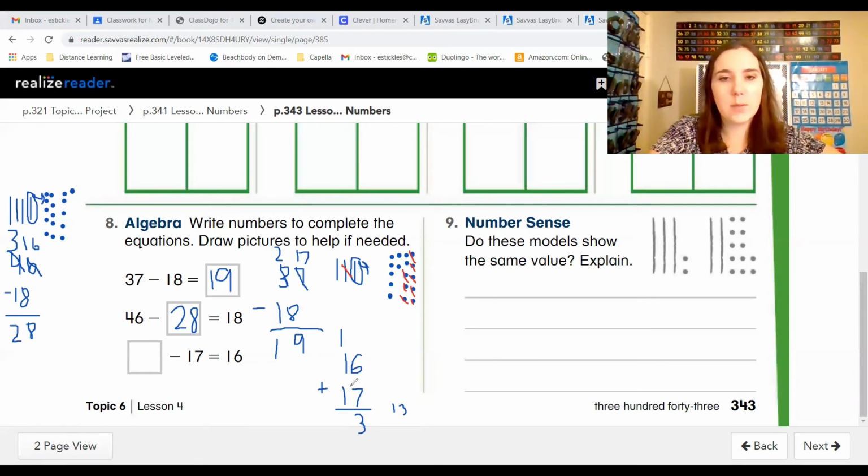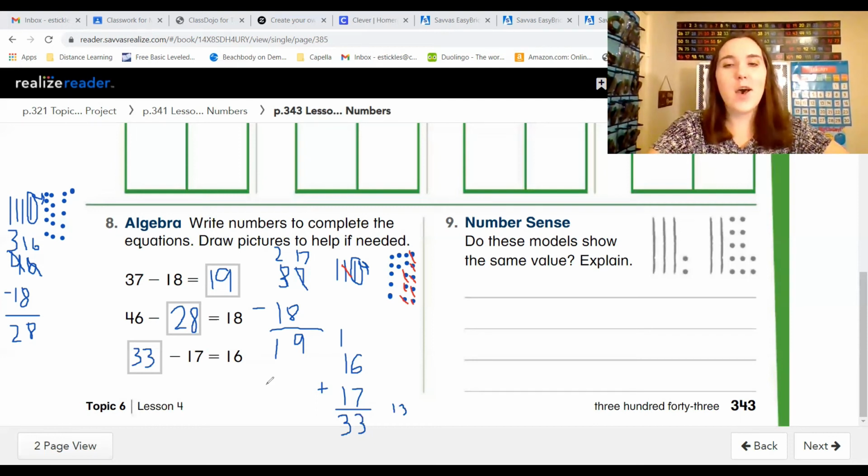1 ten plus 1 ten plus 1 ten is 3 tens. So our answer, our sum in this problem is 33. And now we can read this equation. It would be 33 minus 17 equals 16. Okay, I'm going to read number 9 to you, and then I want you to do it all by yourself, and then we'll check it together.